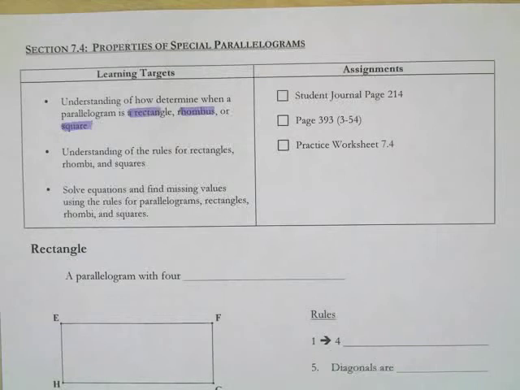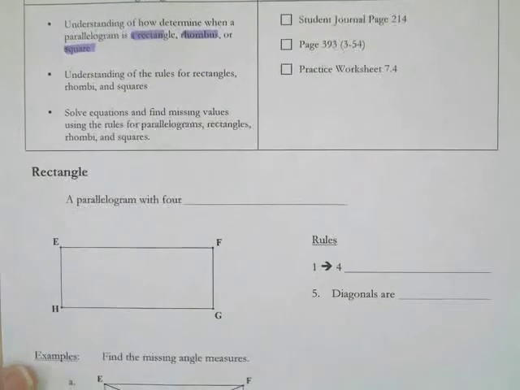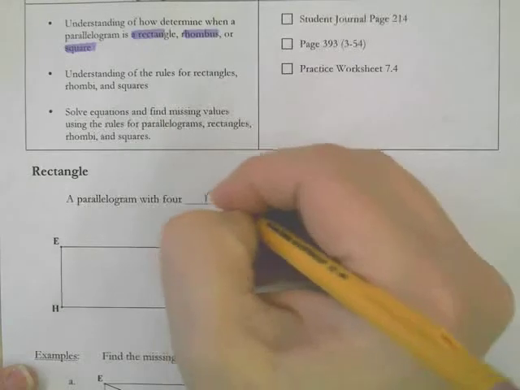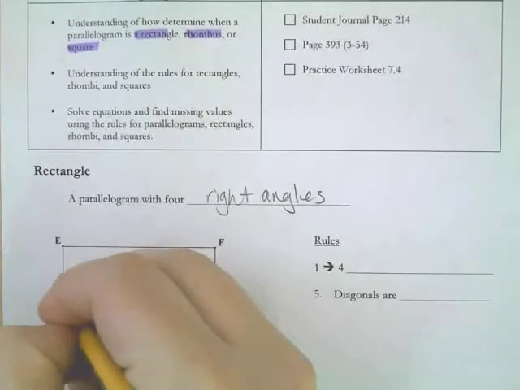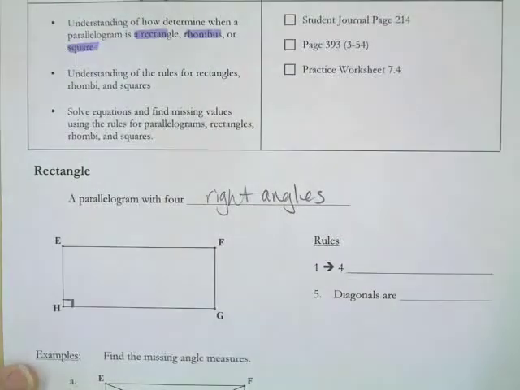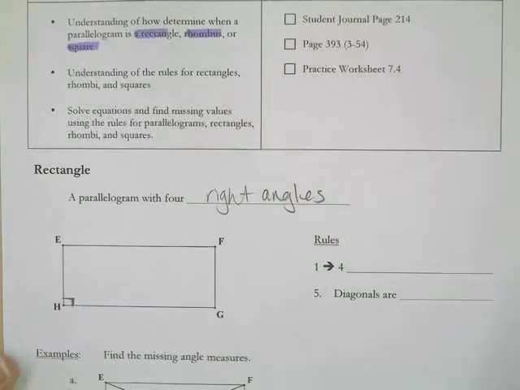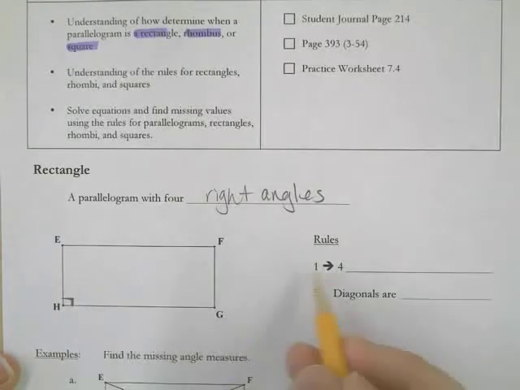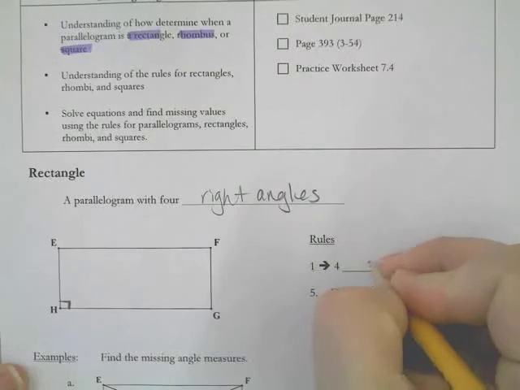So, our first special shape is a rectangle, and a rectangle is a parallelogram with four right angles. If you see one right angle box, that's good enough. You do not have to have right angle boxes in all four. Okay? So, what's nice about a rectangle is since it's a parallelogram, it already has rules 1 through 4: opposite sides equal, opposite angles equal, adjacent angles add up to 180, and diagonals bisect. So rules 1 through 4 are the same.